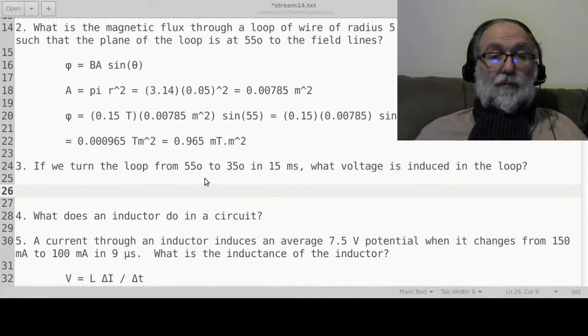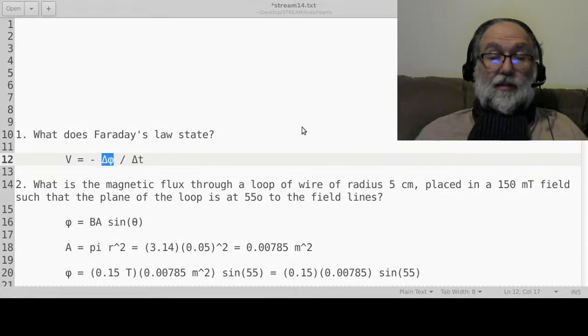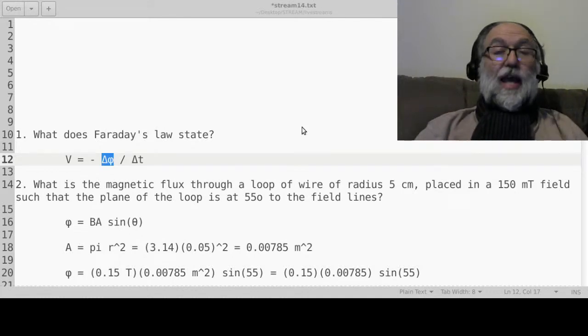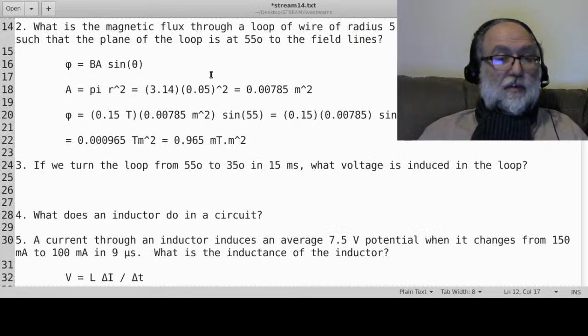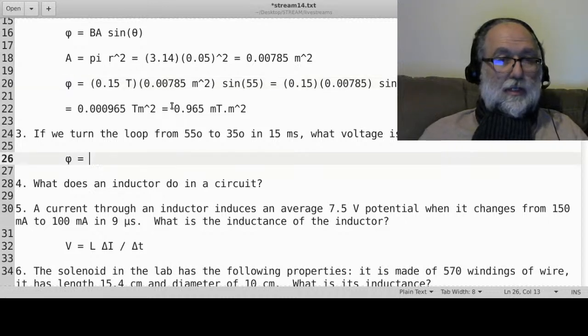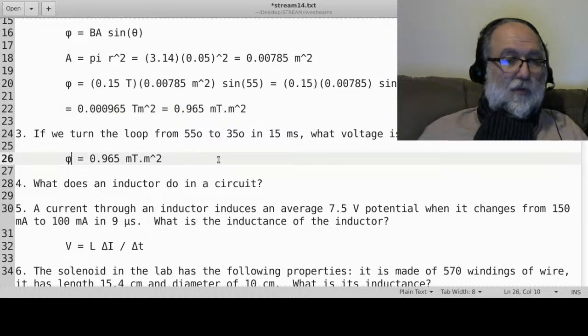So if we turn the loop from 55 degrees to 35 degrees in 15 milliseconds, what voltage is induced in the loop? Take a look at Faraday's law again. There's the delta phi, and that would be the delta phi from before and after. Before, we already have that because we calculated that at 55 degrees. The after is going to be the same, but calculated now at 35 degrees. So here we have this value, and we can call that the flux before the turn.